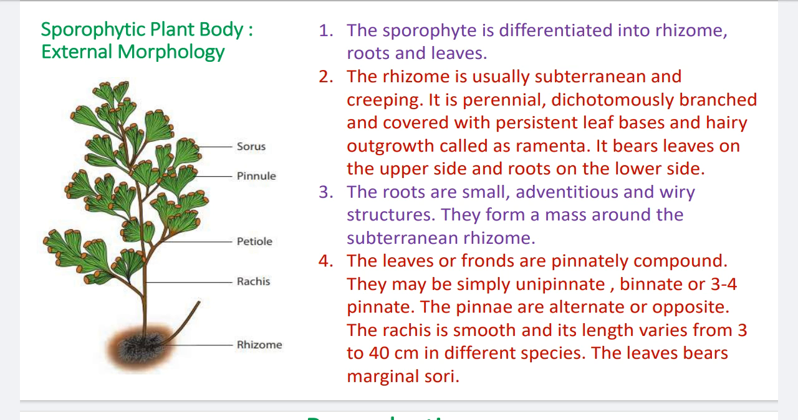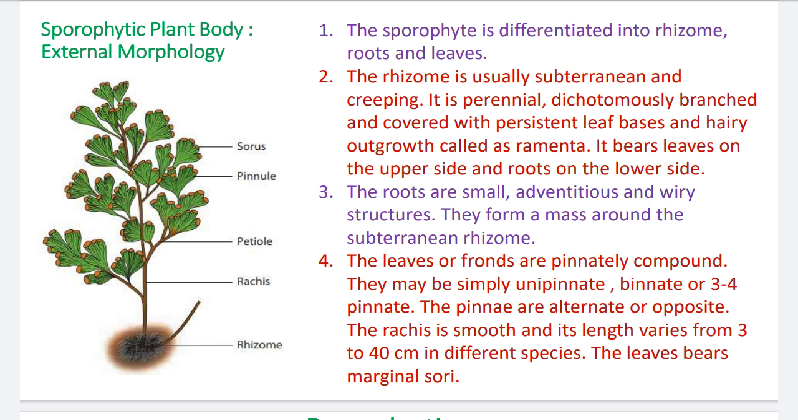The entire small rachis along with leaflets is called a single leaf, and a single leaf is unipinnate, bipinnate or 3 to 4 pinnate. The pinnae mean small leaflets. They look green in color. The pinnae are alternate or opposite. This is the arrangement of pinnae or leaflets.